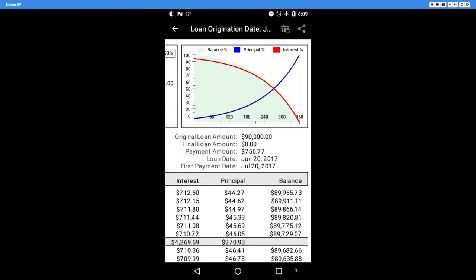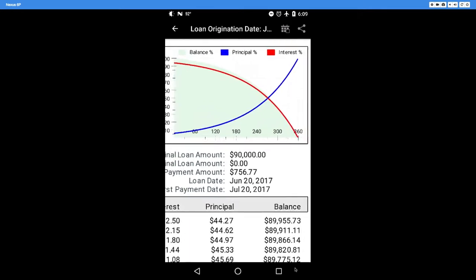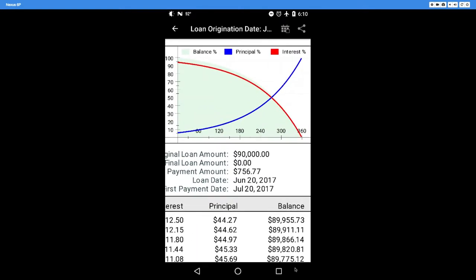Now, if you observe here, the blue line is how much principal is being paid. The red line is how much interest is being paid in percentage terms. So again, you look at the front, the entire payment, 95% of that payment is going towards interest. As time goes on, you start to see that level cross and die down to where you're paying more principal towards that loan.